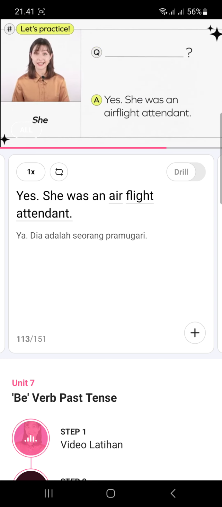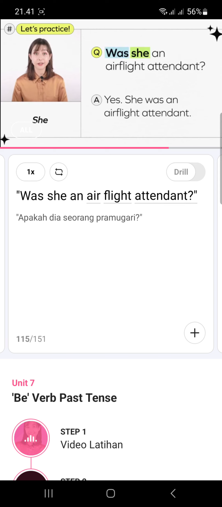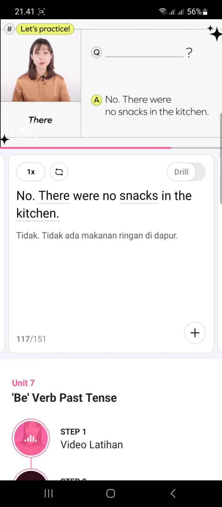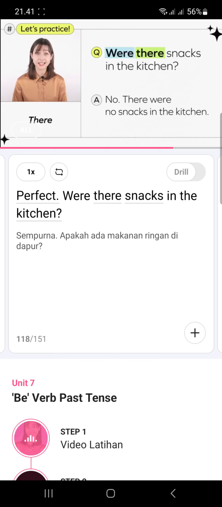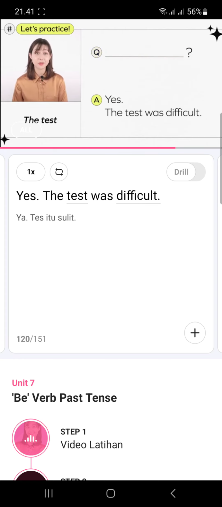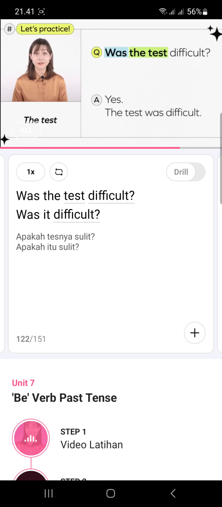Yes, she was an air flight attendant. Right. The question is, was she an air flight attendant? No, there were no snacks in the kitchen. Perfect. Were there snacks in the kitchen? Yes, the test was difficult. Great, you have two choices. Was the test difficult? Or was it difficult?